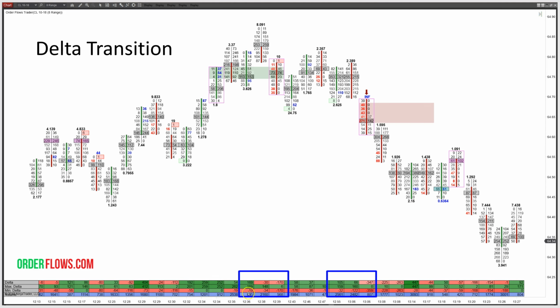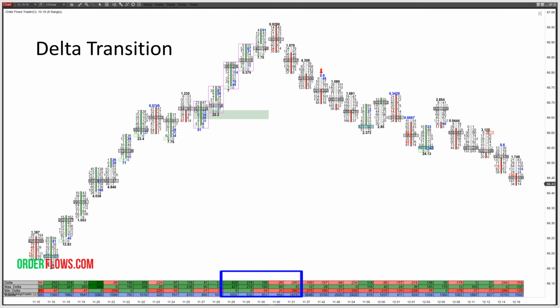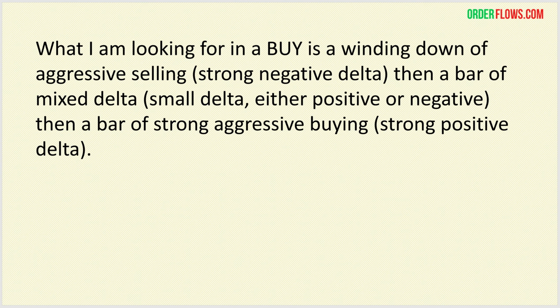So like it'd be plus 169, minus 30, which I consider small, then a strong negative delta of minus 170, minus 105, then a small delta plus 66, and then a strong negative delta of minus 347. But when you can get more bars included, I think it just looks a little bit stronger optically.